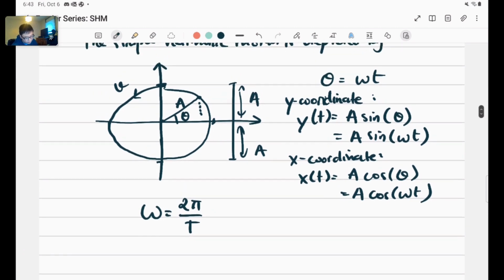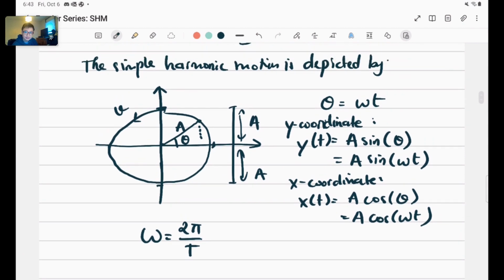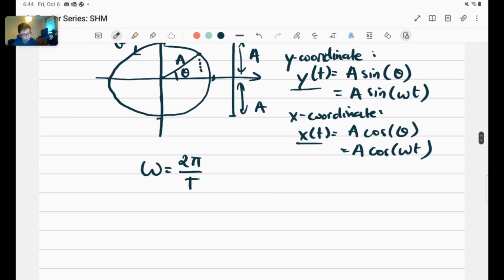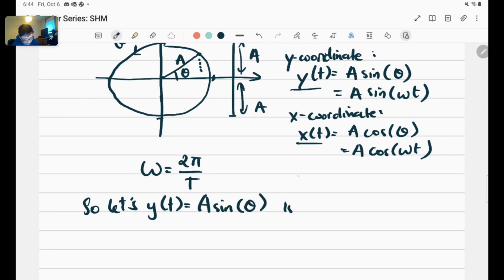Anyway, what we're doing over here is finding the position y of t and x of t in the simple harmonic motion at any given point. So for example, y of t is the position. You can also do this with x of t too. It is the displacement. Sorry, let me just write that down.